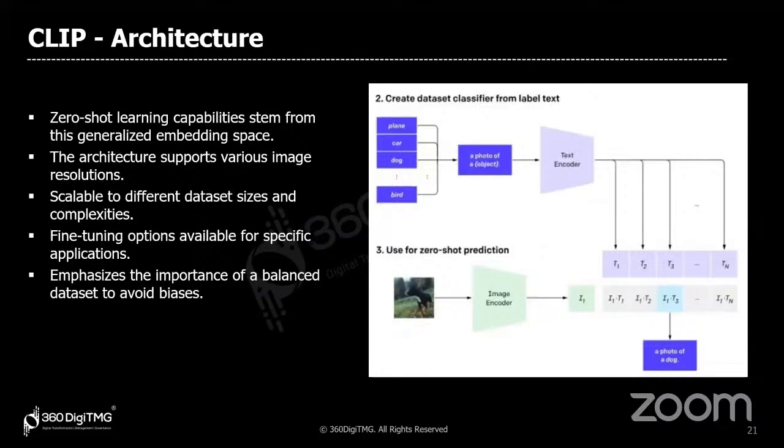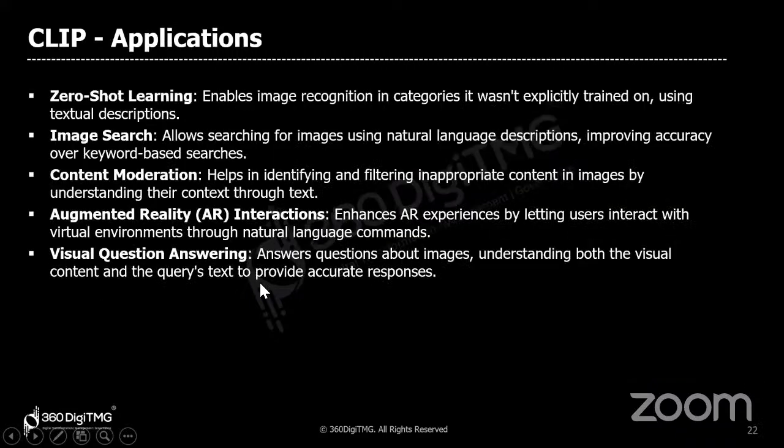Then there is zero-shot learning capability. Yes, it has a zero-shot learning capability that stems from this shared embedding space between each other. Okay, then this architecture will support various image resolutions. Like we can use it for zero-shot predictions, like giving the input and we'll get the output directly, just giving one shot. Or what we can say, one-shot predictions we can get. So we can get a direct answer, one-shot prediction, from here.